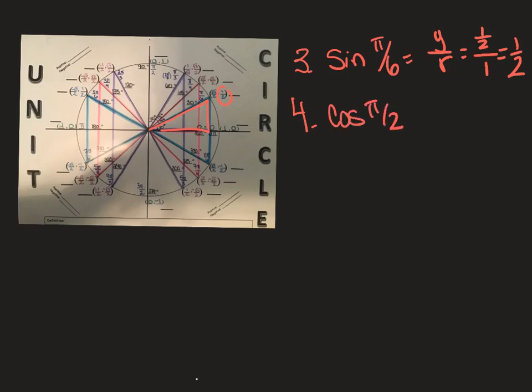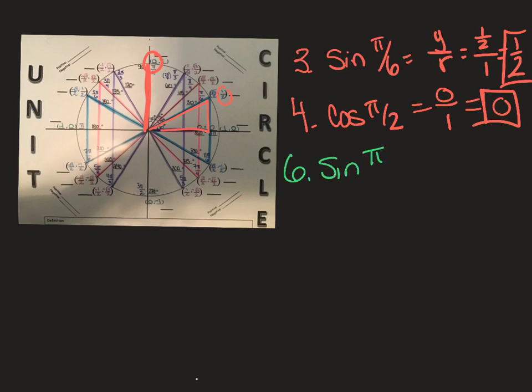So I'm going to go up here to pi over 2, straight up. The cosine is the x, so I'm going to take the x value, equals 0 over my r value, which is 1. 0 over 1 is 0. So there's that answer. I'm going to switch colors just so that we can keep everything clear. Number 5 we can't do yet. Let's do number 6. Number 6 says sine of pi over 3.